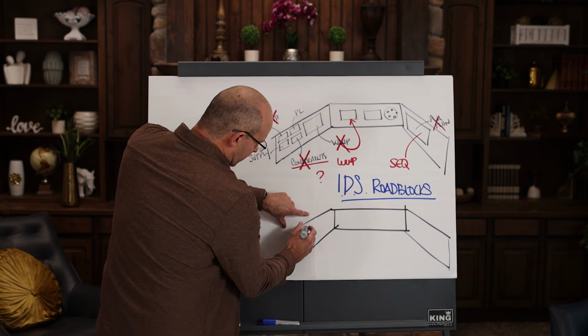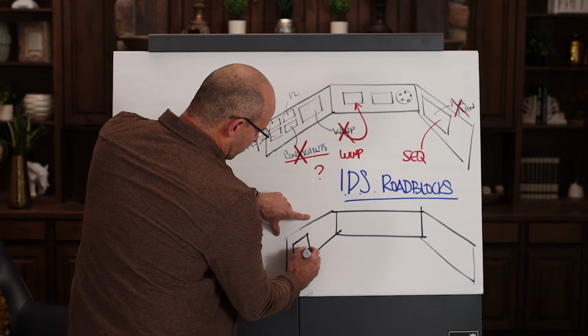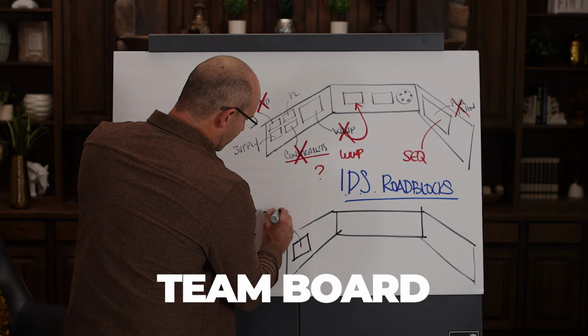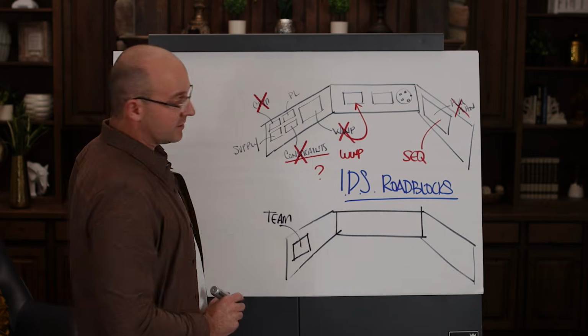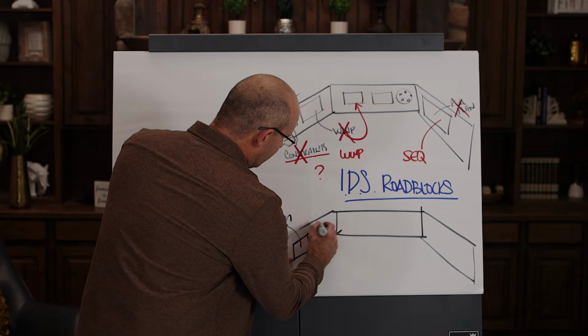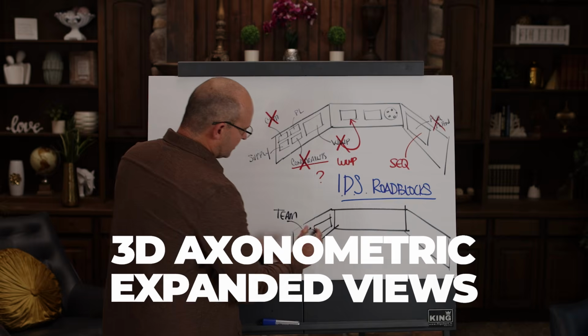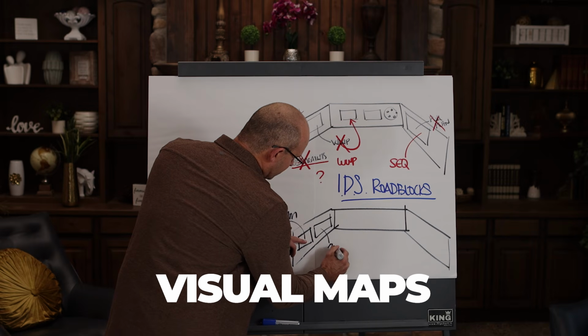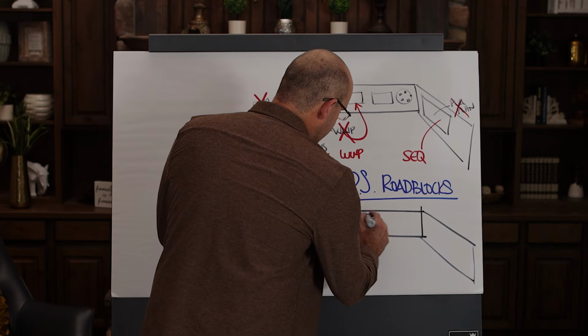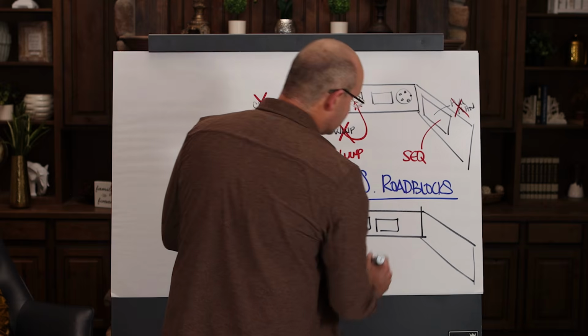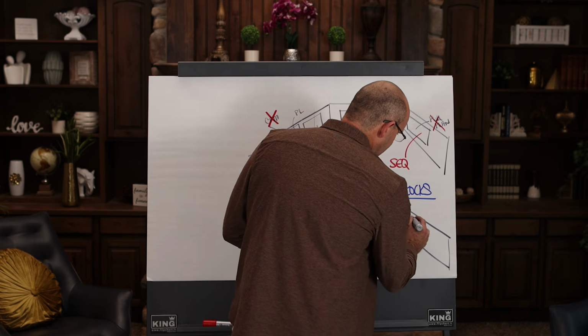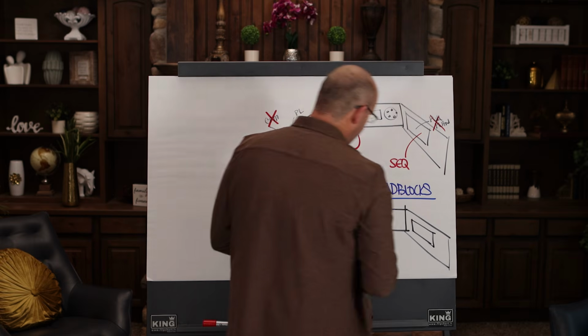What you got to have over here on the left, and we have all these as a template for you, this is your team board. This is where you organize the project delivery team for balance. Then you have your 3D axonometric expanded views that show the visual maps. So I'm going to call these maps. Then in the front of the room, you have your two screens. And then on the right, now you can have your whiteboard and your open space.